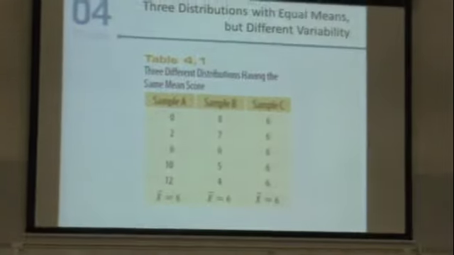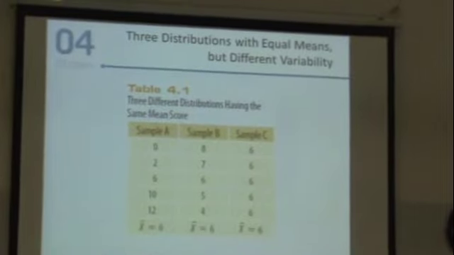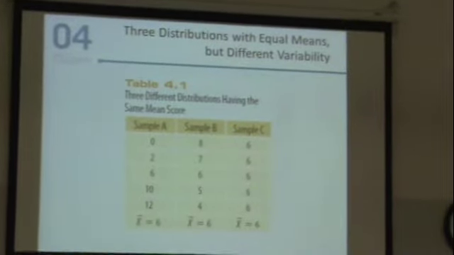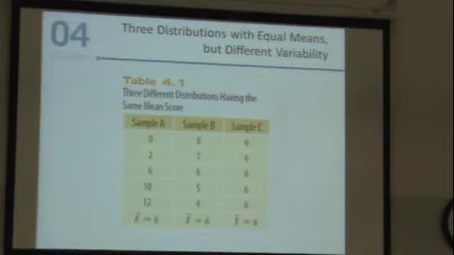So A has the most variability because it's the most spread out. See the 0 to 12? Basically, it goes from 0 to 12, where B is only 4 to 8. See how it's real basic? That's range. So tell me from the highest to the lowest. And then in C, they're all the same.